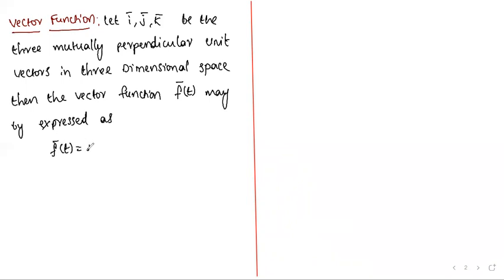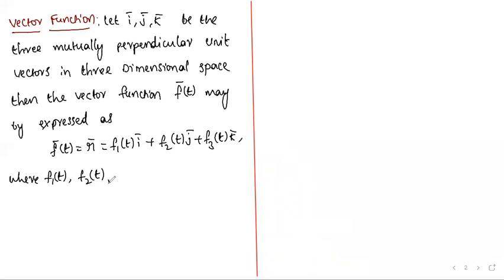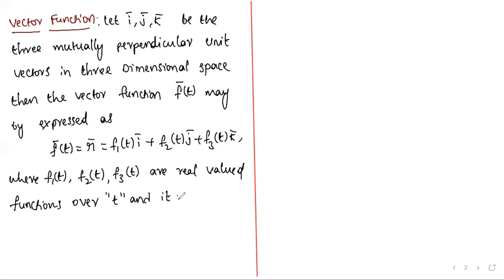f bar of t, otherwise called r bar, equals f1 of t into i bar plus f2 of t into j bar plus f3 of t into k bar, where f1 of t, f2 of t and f3 of t are real valued functions over the variable t, and they are known as coefficients or components of r bar.